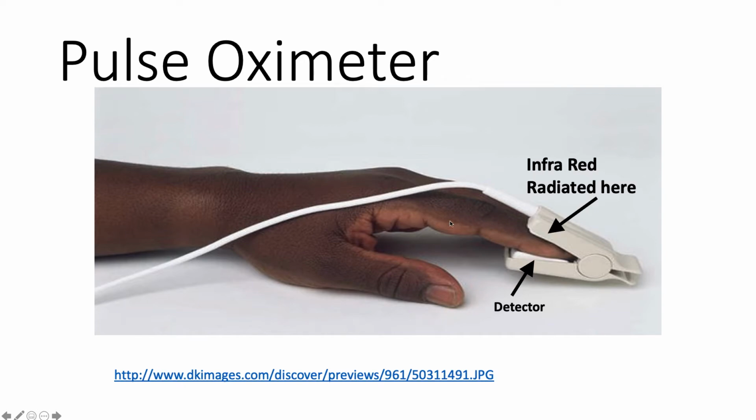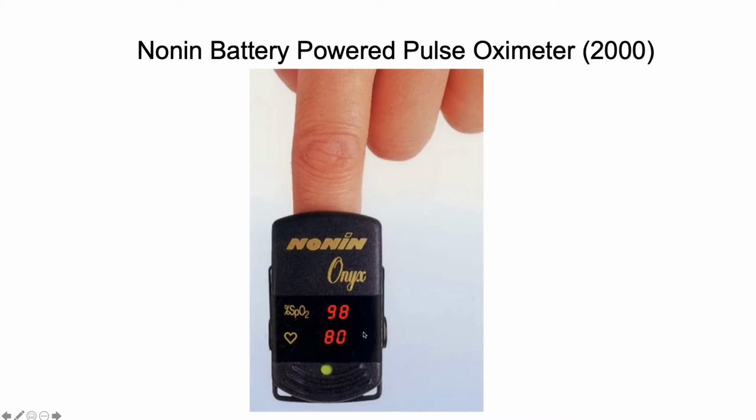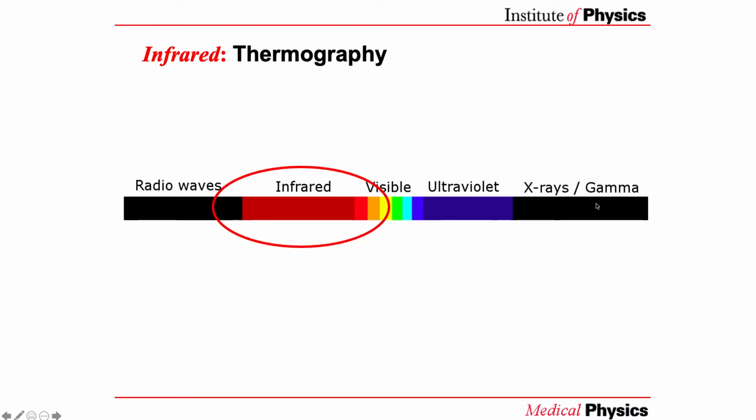So you don't have to take blood and look and see how much oxygen is in there. This will tell the doctors and nurses pretty much instantly the level of oxygen in the blood. And there you can see 98% oxygen, heart rate 80 beats per minute. So that's pretty good. So that's infrared.